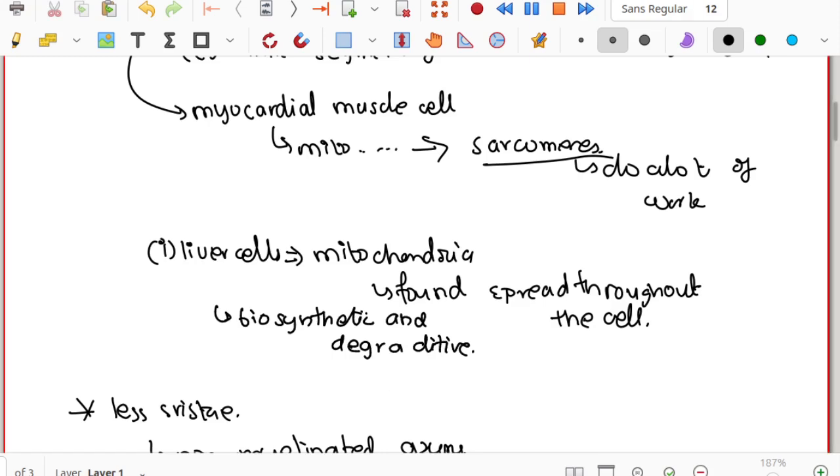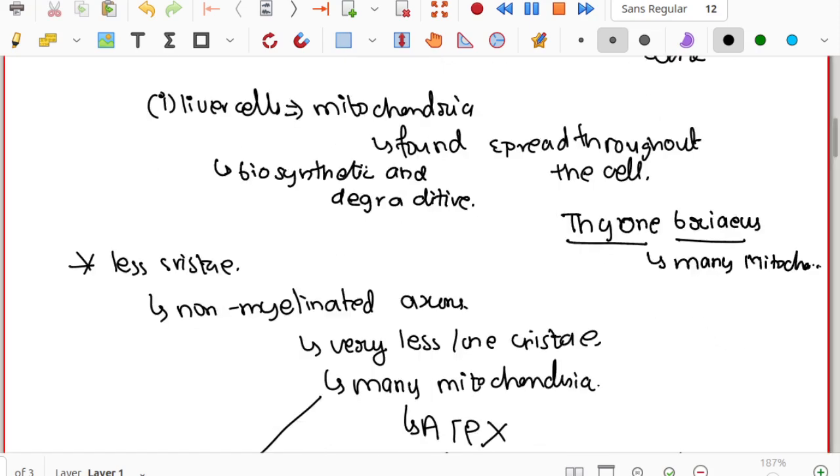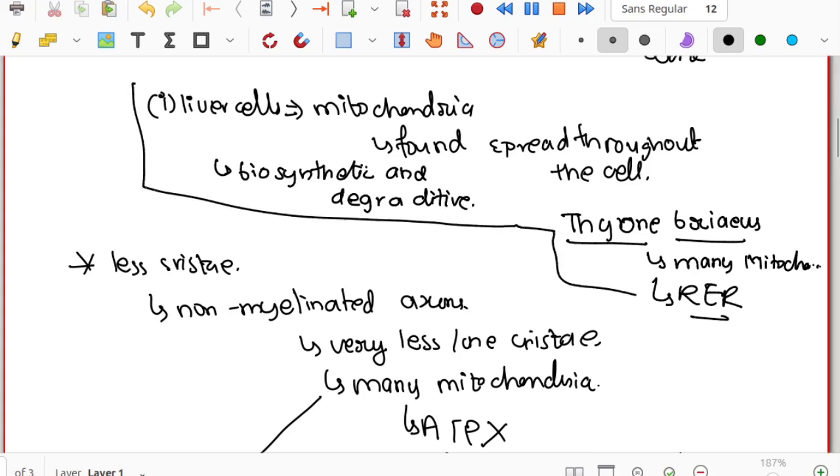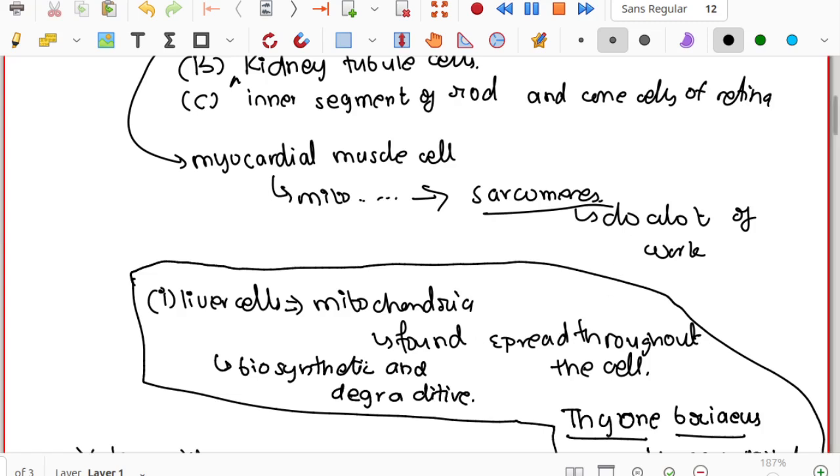Whereas in the oocytes of a specific marine animal, Thyone briareus, many mitochondria can be found. Many mitochondria are found being associated with RER. So see, it can be either found at a particular region, or it can be found spread throughout the cells.